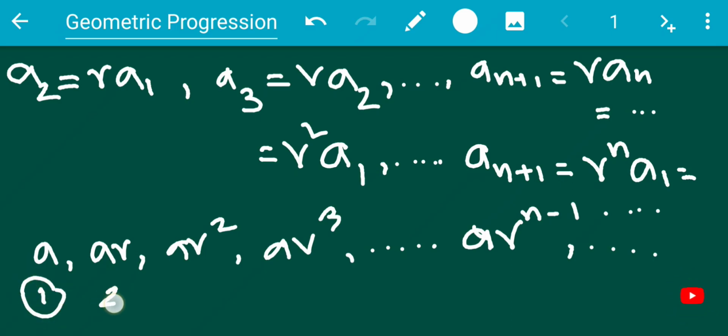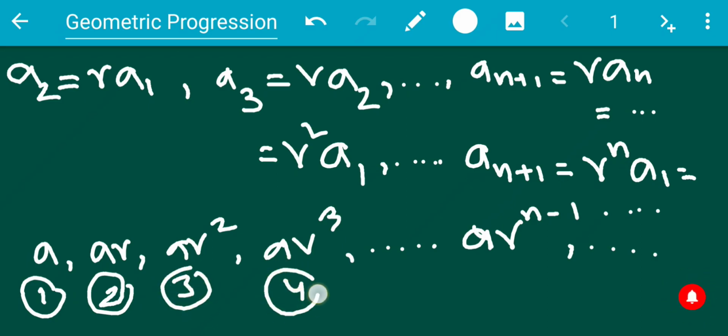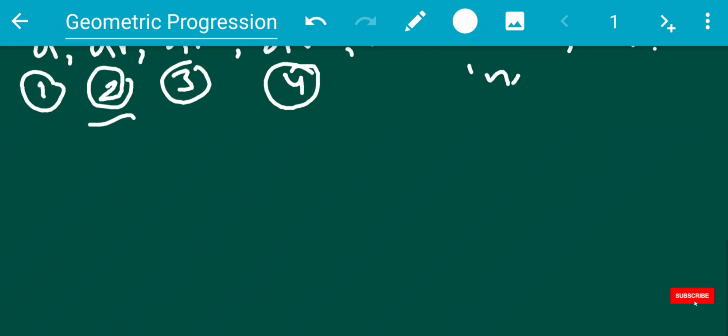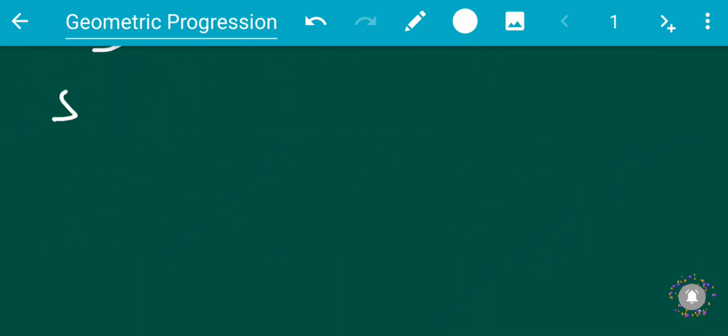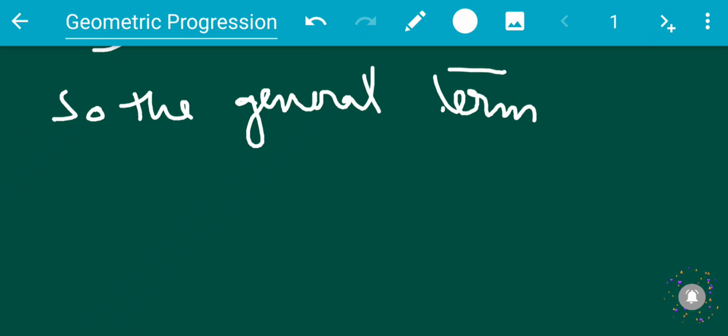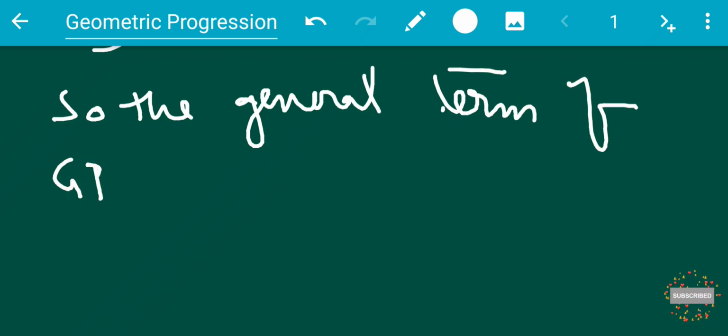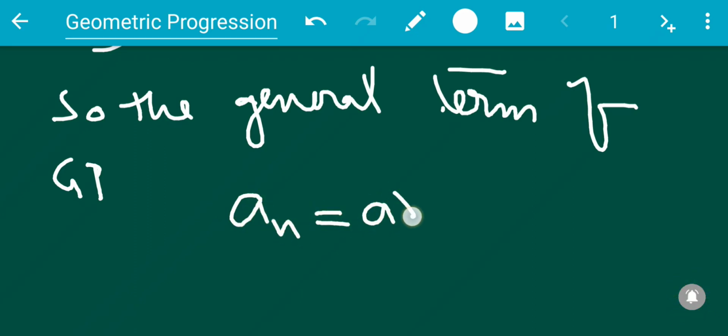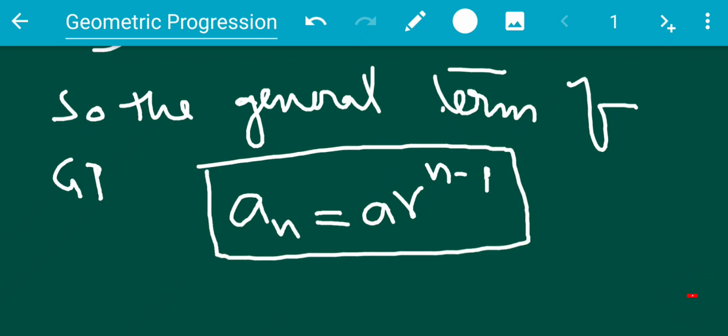Now this is the first term of GP, this is the second term, this is the third term, this is the fourth term, and so on. You can see for term 1 it is a, for term 2 it is ar, for term 3 it is ar square, which is 3 minus 1, this is 4 minus 1, so this is your nth term. So the general term of GP can be written as an equal to ar to the power n minus 1. Okay, this is the formula for the general term of GP, like we have the general term of AP.